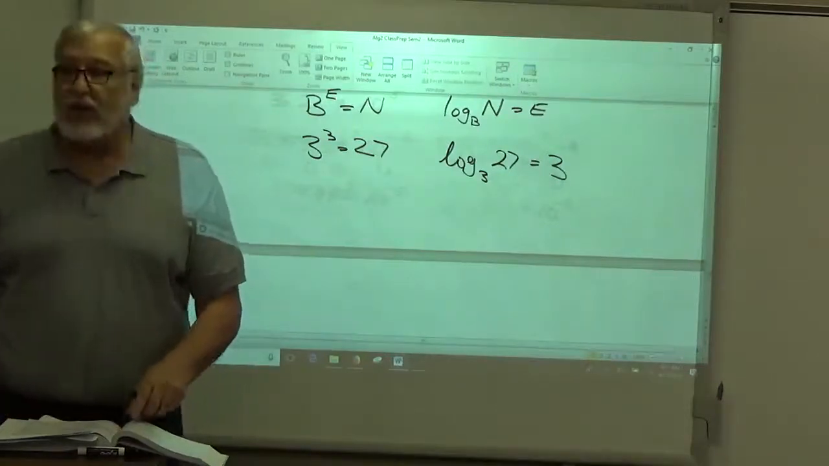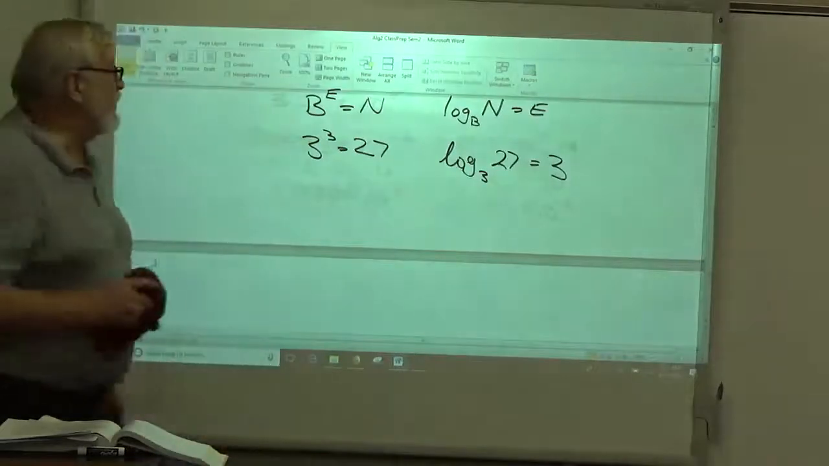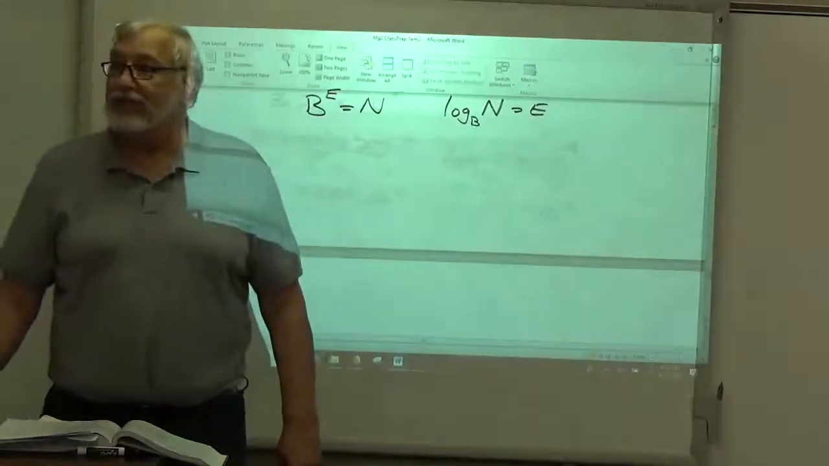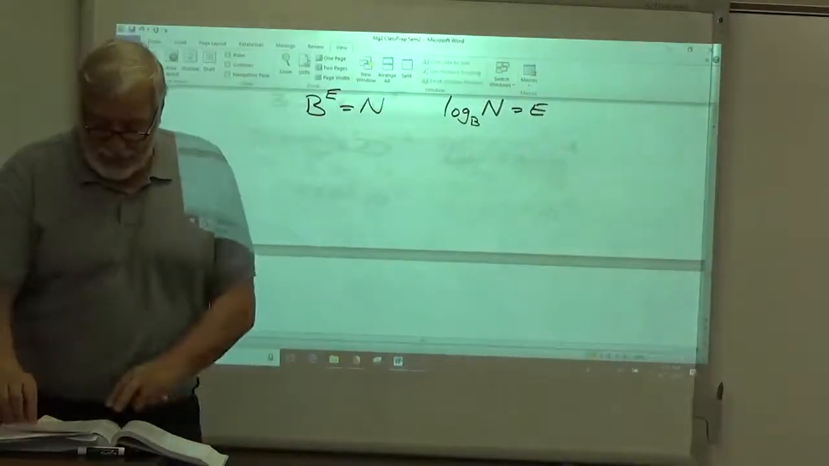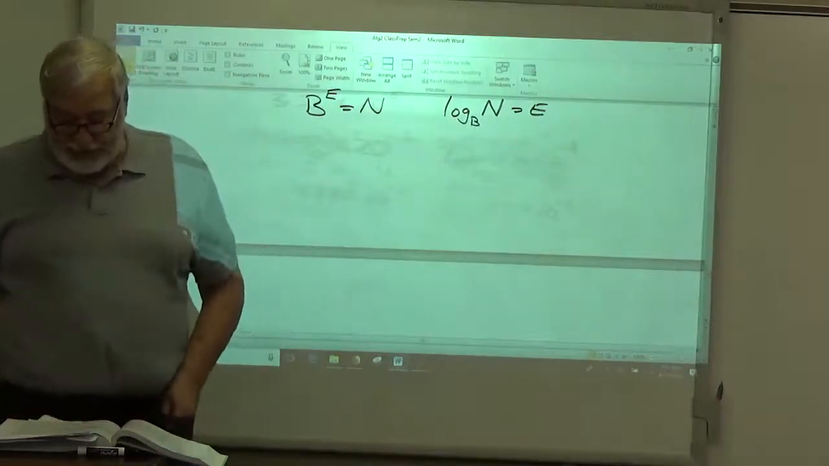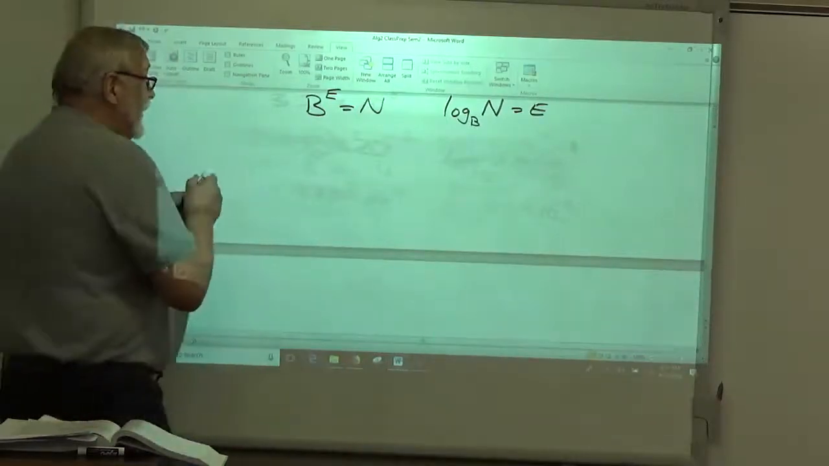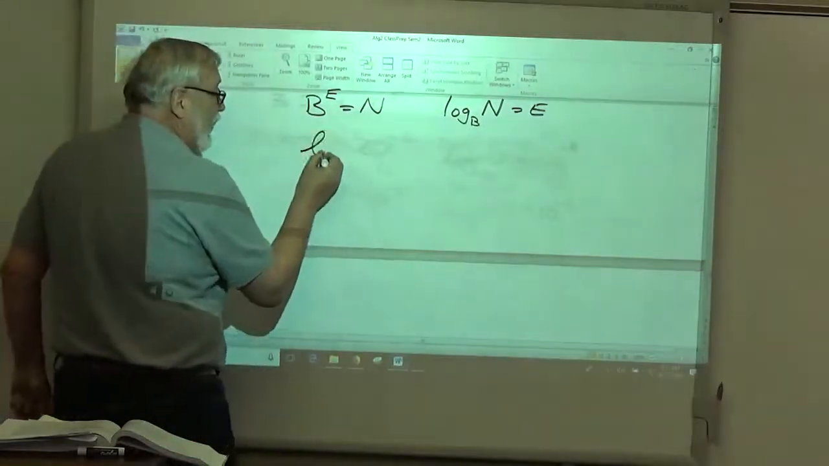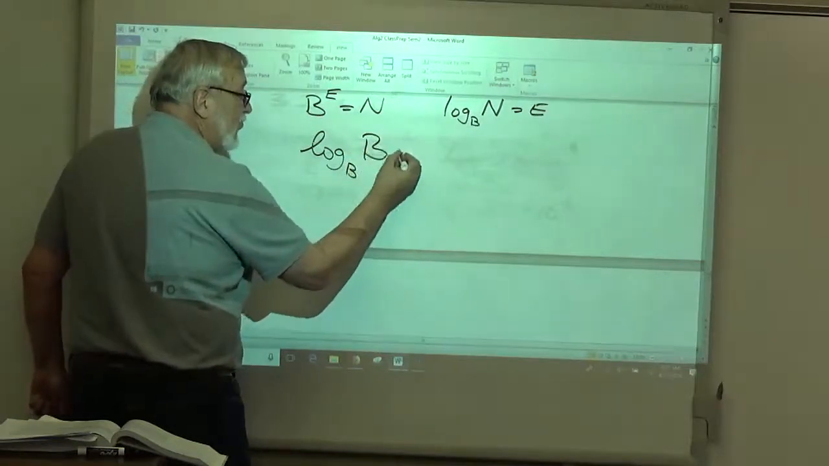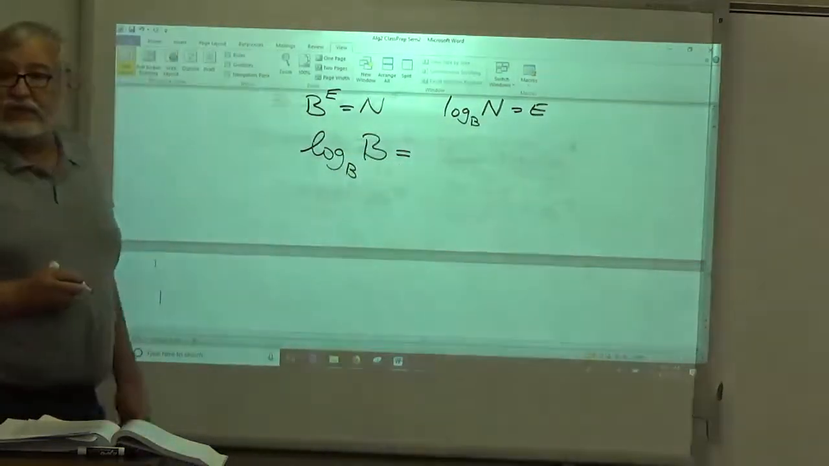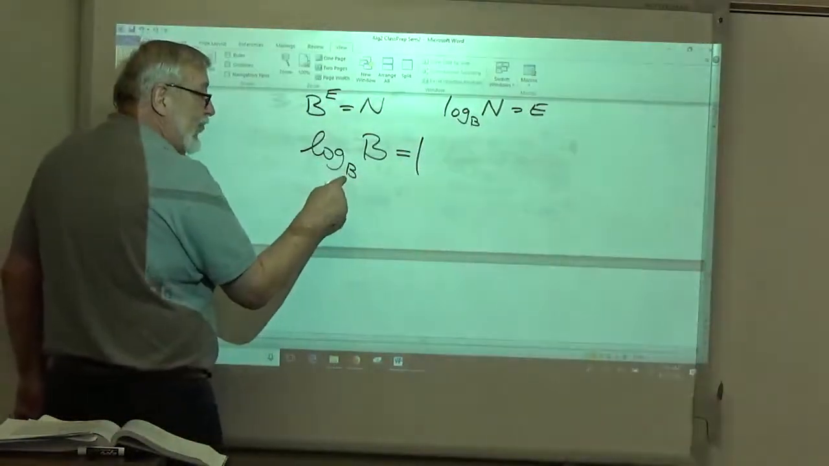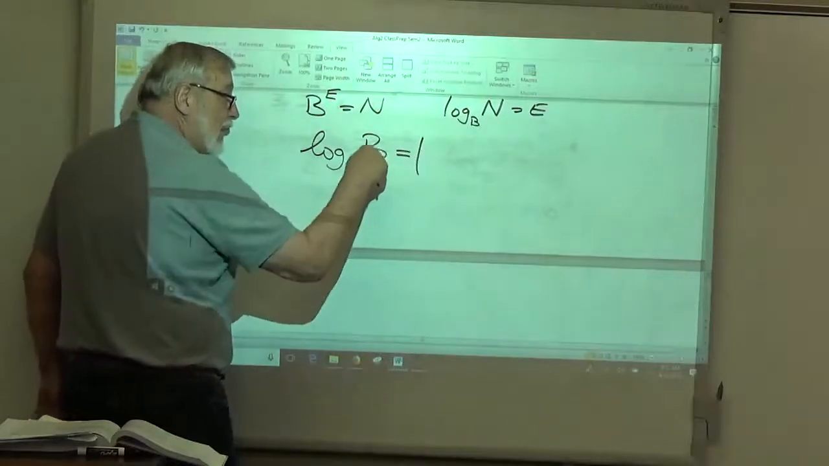Now, they were talking about log 10. Why are they talking about log 10? Because that's what's in the calculator. And therefore, in problem 265, this says log base 10 of 10. Well, we can say that this way: log base b of b equals 1. Because this says, if I take b and raise it to the first power, I get b.